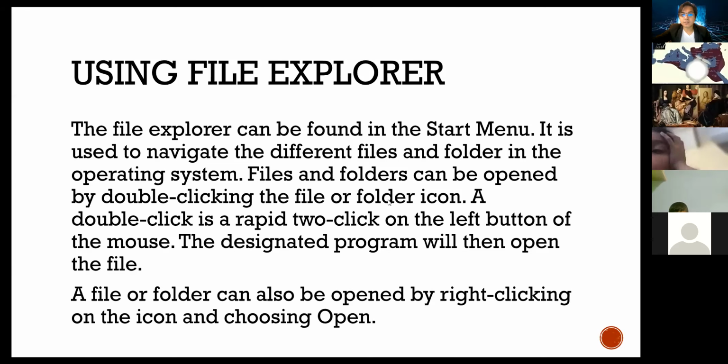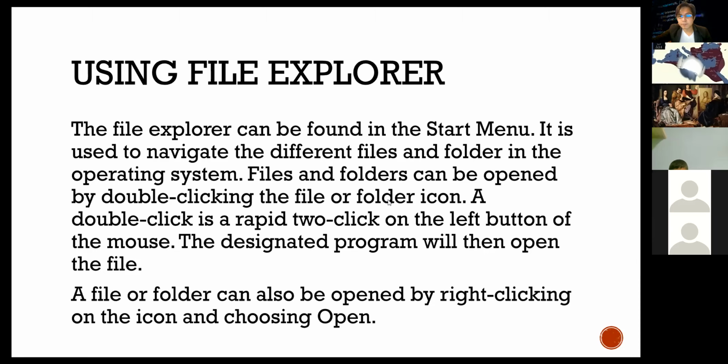It is used to navigate the different files and folders in the operating system. Files and folders can be opened by double-clicking the file or file folder icon. A double-click is a rapid two clicks on the left button of the mouse, and the designated program will then open the file. I know that you know this already. A file or folder can also be opened by right-clicking on the icon and choosing open.